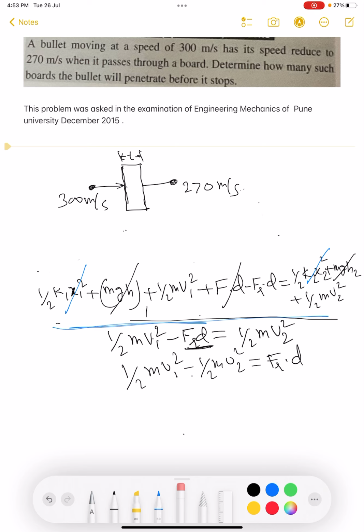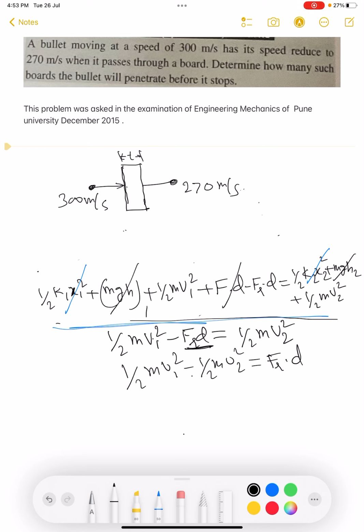But we don't want the bullet to be emerging at 270. We want the bullet to be emerging out at 0 meters per second. That means it's not enough to just have one board, we should have many such boards. And we want to find out how many boards you will have to attach, so that the bullet, when it is coming out, will have velocity equal to 0. That means kinetic energy will be 0, right?